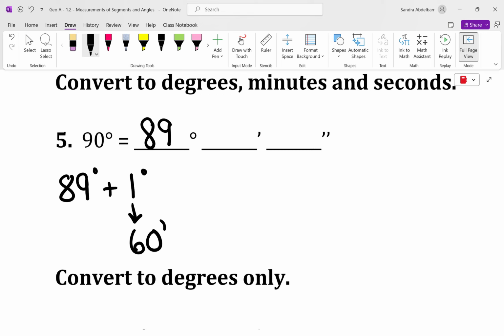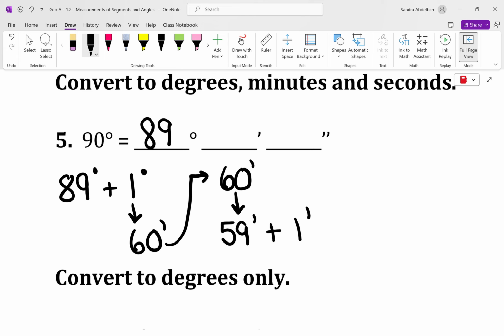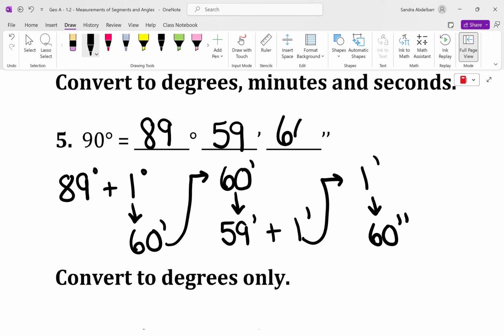But I didn't want to just stop at minutes. What did I want? I wanted degrees, minutes, and seconds. So now I'm going to take that 60 minutes and change it into 59 minutes plus 1 minute. I'm going to keep that 59 as my minutes for my final answer. And guess what? I'm going to take that 1 minute and change it into 60 seconds. You got it.